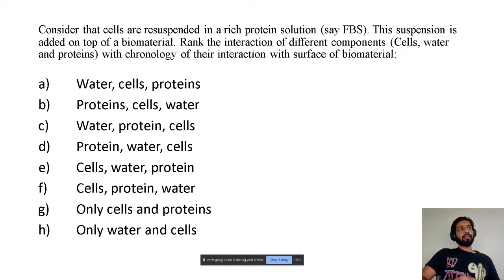Yeah. So since water is very abundantly present, it will interact first. Cells are very bulky in nature, right? So they'll take time to migrate from their place to the biomaterial in question. And even if they're in close proximity, there are extracellular proteins present right in the vicinity of the cell, or even transmembrane proteins. So the proteins get to interact first, followed by the cells themselves.